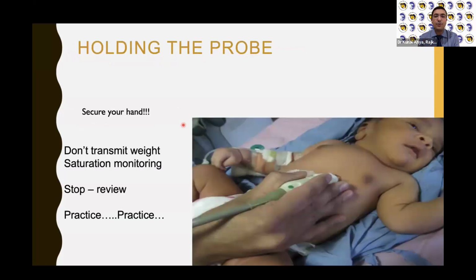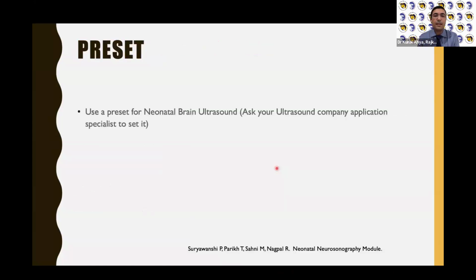How do you do it? You hold your probe like a pen, with the thumb and index finger, and the rest of the three fingers should be rested on the baby. Not much pressure should be given, because the baby will get irritated, and if the baby is critical, there might be desaturations also. If that is happening, then you need to stop your review, keep on practicing how to hold the probe, and continue once you are able to hold your probe securely and get better images.